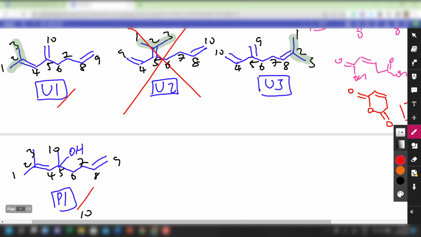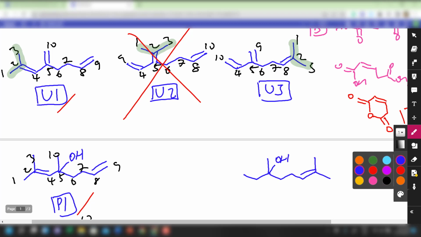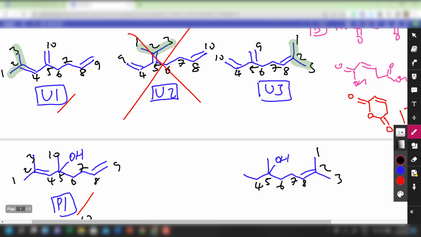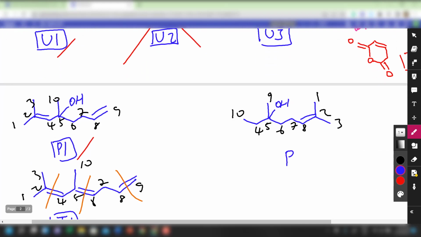What about U3? U3 is possible. Again, I can have a tertiary alcohol at carbon number 5. So I'm going to do that. Oops, I'm going to use red. Carbon number 5 will be a tertiary alcohol. So 6, 7, 8, like this. So that will be 1, 2, 3, 8, 7, 6, 5, 4, 9, and 10. With that, this will be my potential P3.